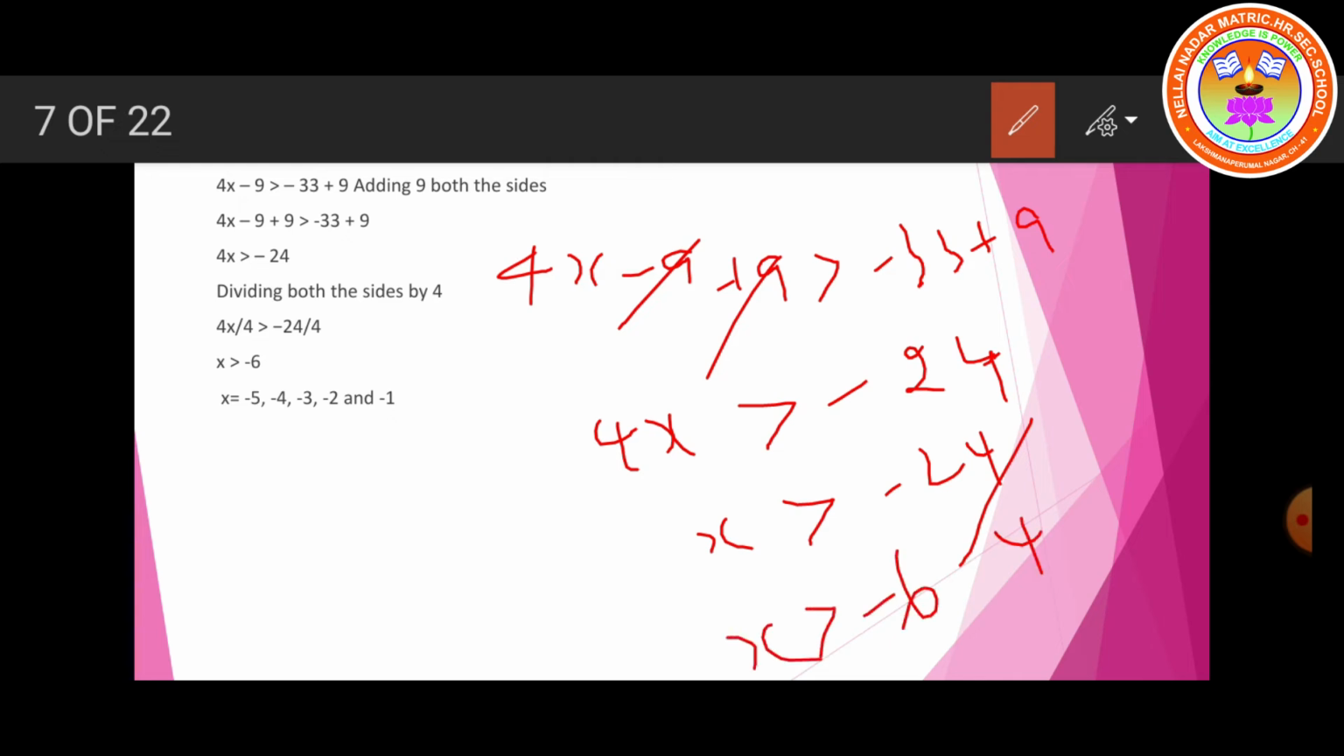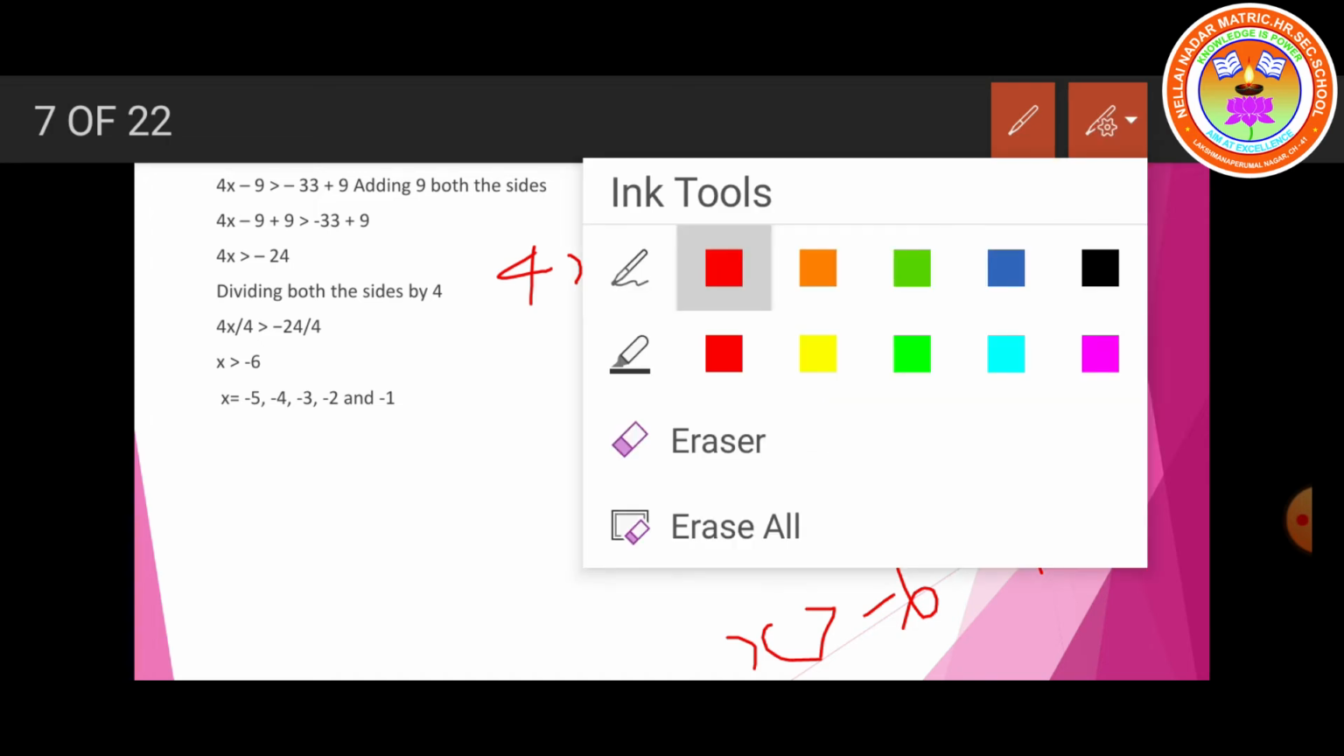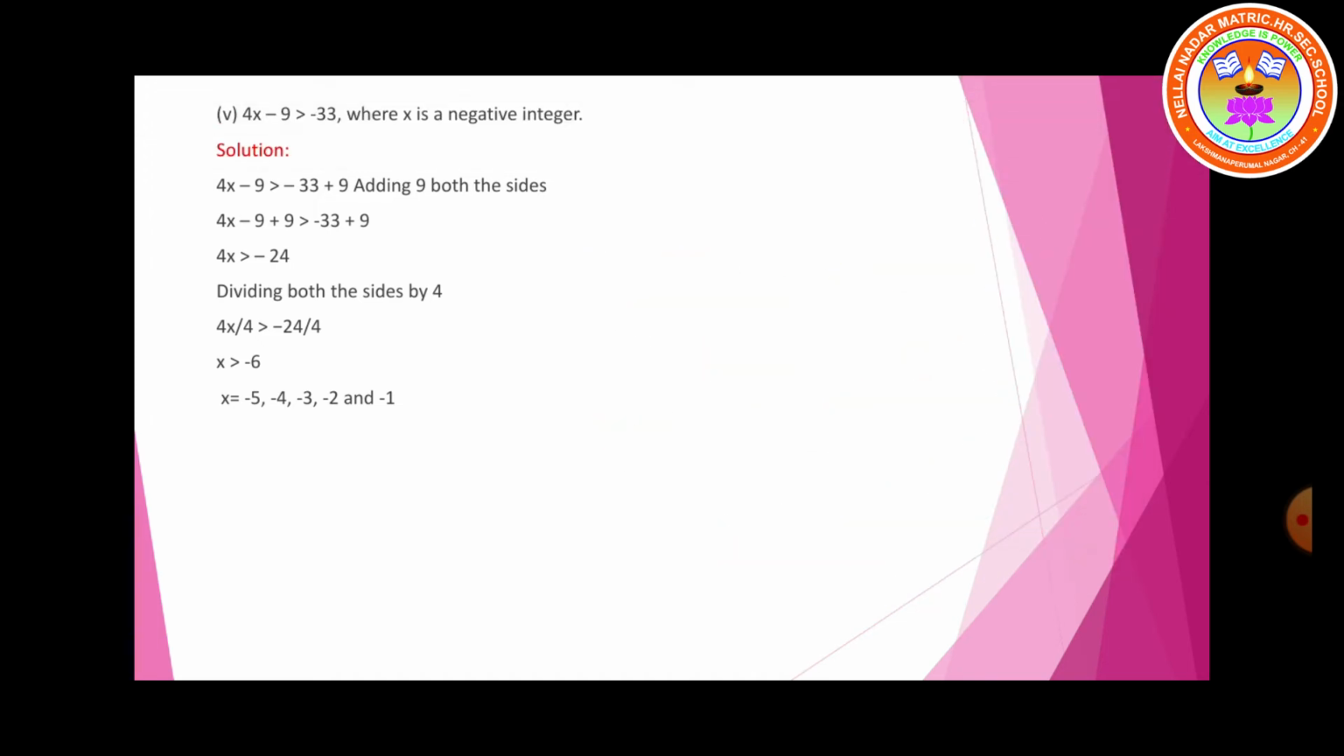X greater than minus 6 means what are the numbers there? X equal to minus 5, minus 4, minus 3, minus 2 and minus 1. Can you understand all of you? Yes. Now we are going to see the next one.